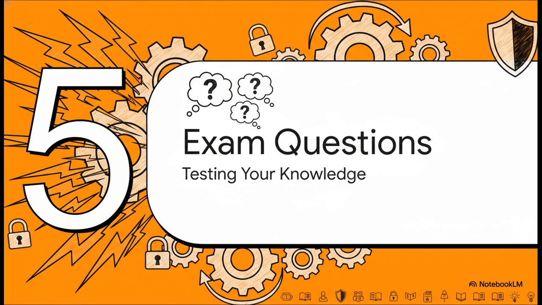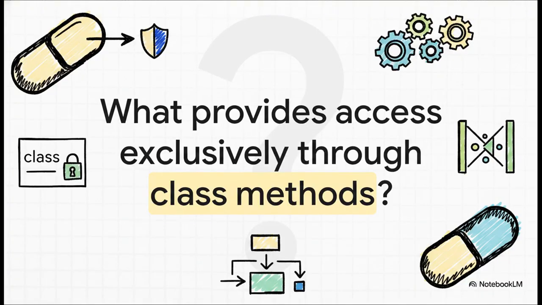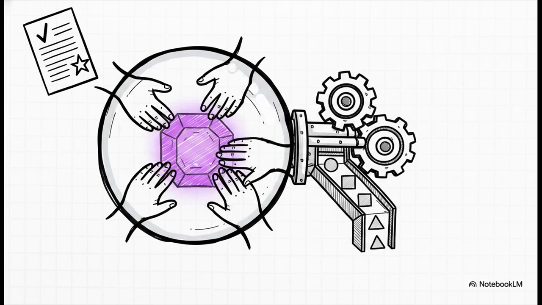Section 5, critical exam questions. Let's really test your knowledge. Here's your first question. Read it carefully. What is the term for providing access to data exclusively through class methods? I'm going to pause for just a beat. What's your guess? And the solution is encapsulation. If you ever see a question about hiding data, preventing direct external manipulation, and exclusively using methods to access that data, the answer is always, for sure, encapsulation. Memorize this definition. It is a guaranteed point on your test.